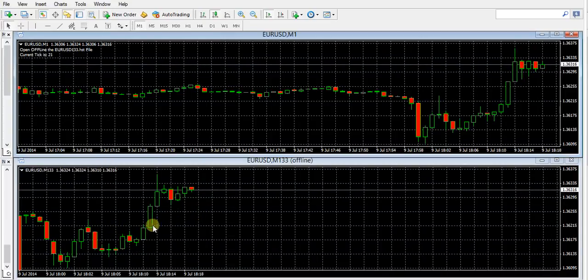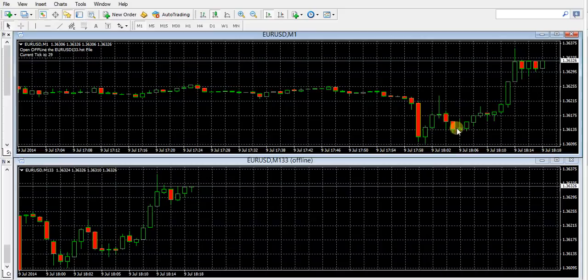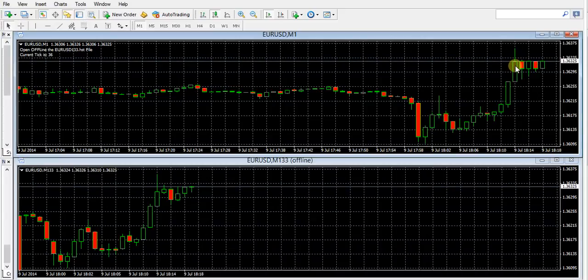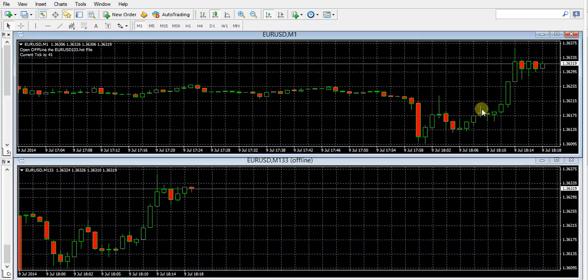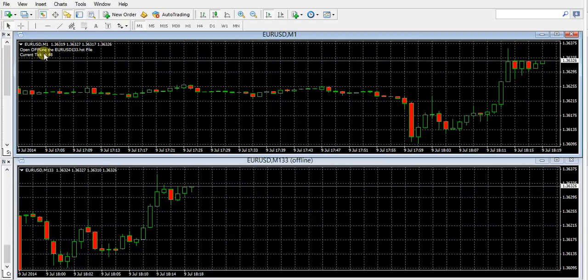You had this nice breakout here, which you saw the confirmation of in the 133 tick chart, as you saw in the 60-second candlestick formation chart. And the ticks were coming in really quite quickly, which showed that there were a lot of orders coming in. There was a lot of buying pressure there. And you just saw the price rocket up.